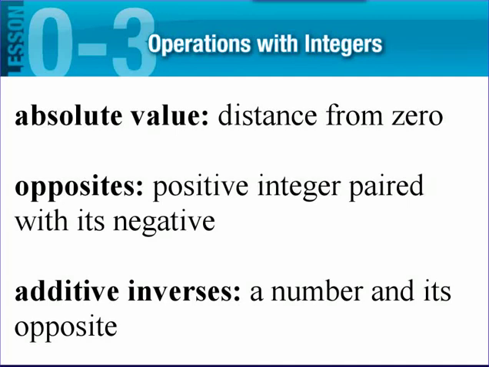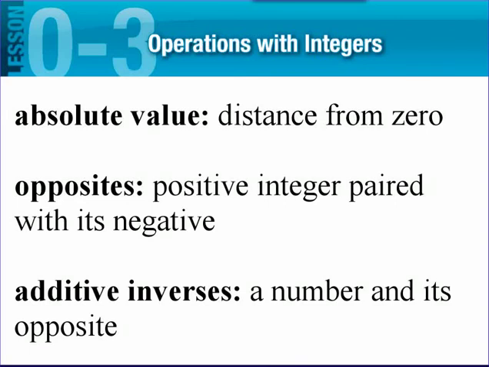It's always positive. Opposites: a positive integer paired with its negative. You understand the opposites. So the opposite of 5 is negative 5. The opposite of negative 2 is 2. Additive inverse: a number and its opposite. Additive inverse and opposite mean the same thing. Additive inverse is the mathematically correct way of saying a number and its opposite. So the additive inverse of 3 would be negative 3.